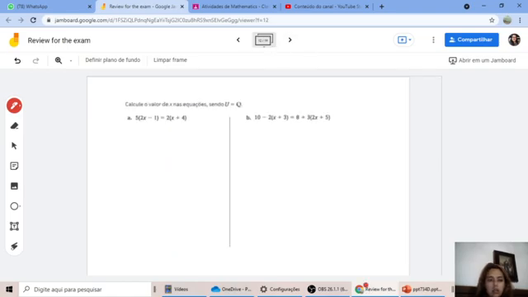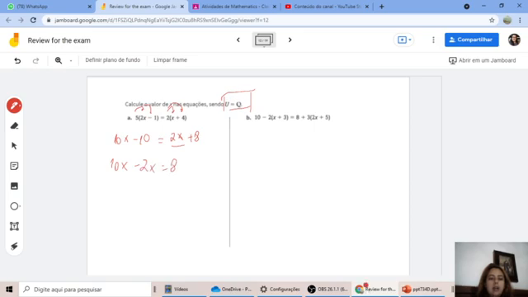Then calculate the x, knowing that the universe is the rational numbers. Rational numbers are numbers that can be represented by a fraction. So distributive: 5 times 2x, 10x. 5 times minus 1, minus 10, equals 2 times x, 2x. 2 times 4, 8. I have to leave x on one side and numbers on the other. So 2x is going to the left. So 10x minus 2x equals 8.